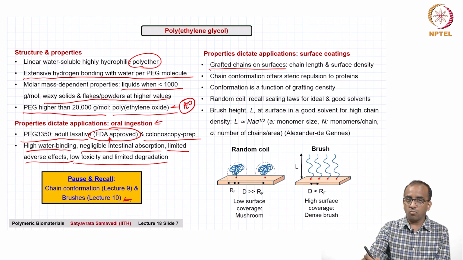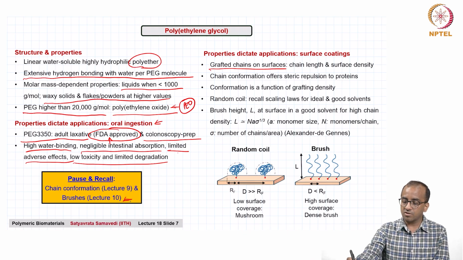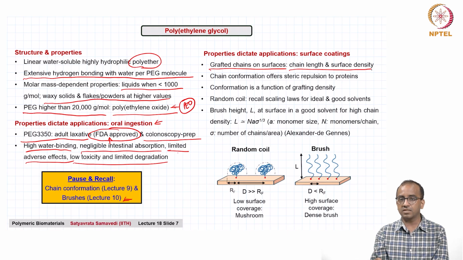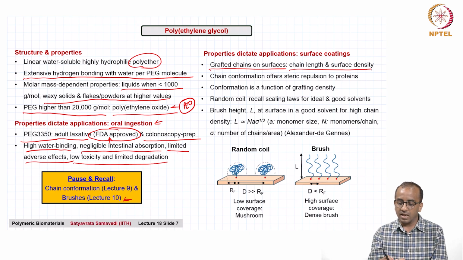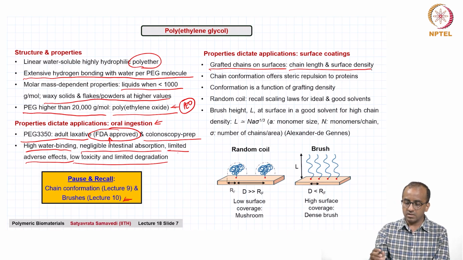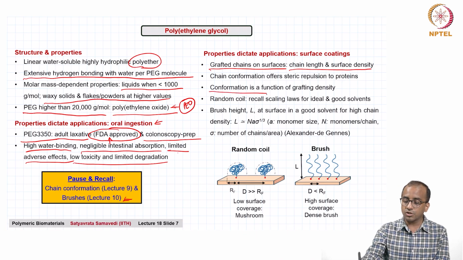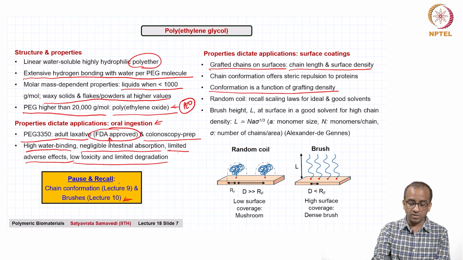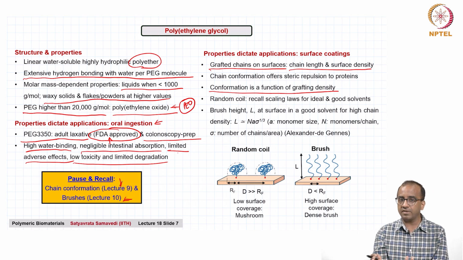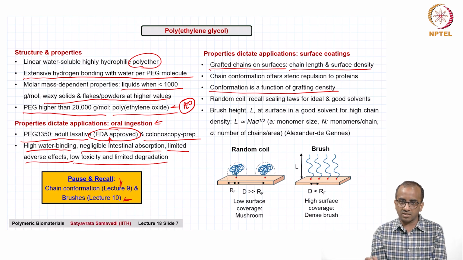Nevertheless, once they are grafted on surfaces, both chain length and surface density become important. And here chain conformation plays a very important role, and it so happens that chain conformation is a function of grafting density. Again, chain conformation is something we have looked at in lecture 9 in great detail. Now, how does conformation depend on grafting density, and why does it matter? That is the question we will ask here.